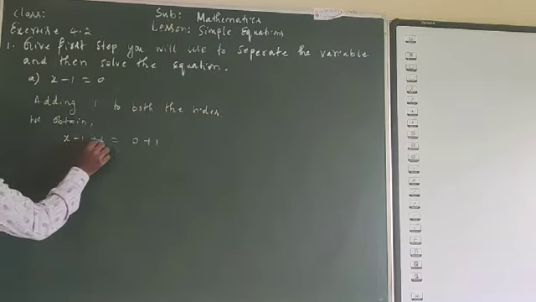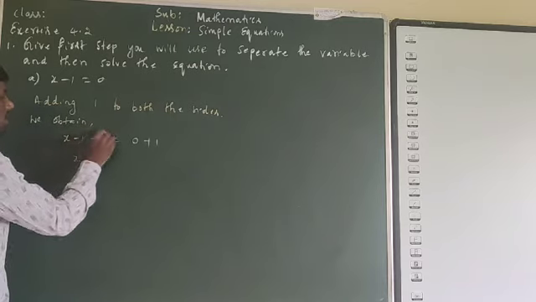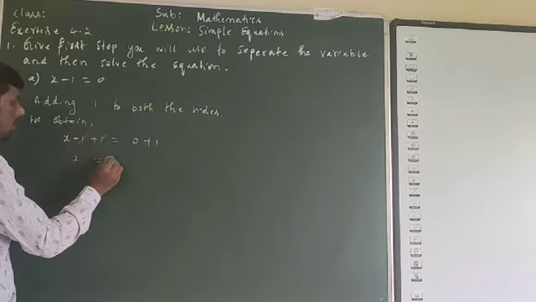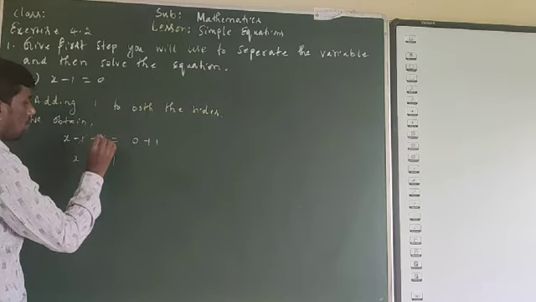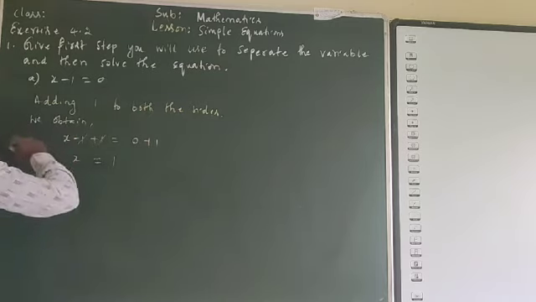Observe that minus 1 plus 1 will become 0, right? Or otherwise it will get cancelled, nothing will be there. Here it is 0 plus 1, which is 1. What is the solution? It's equal to 1. This is the first step. What is the first step?